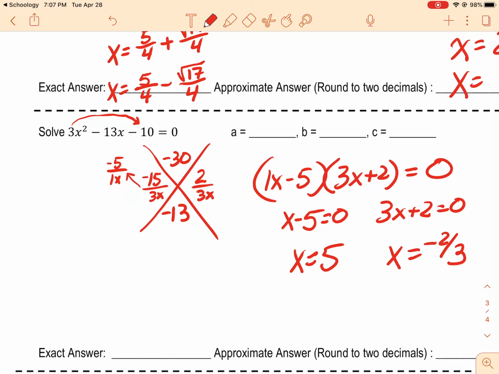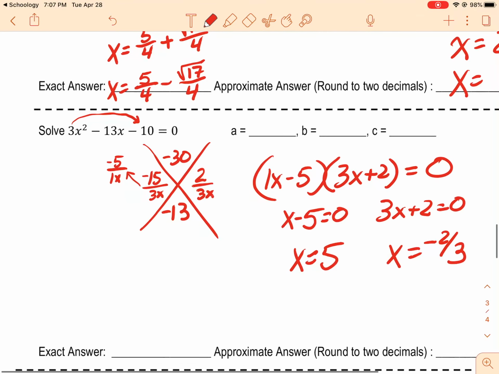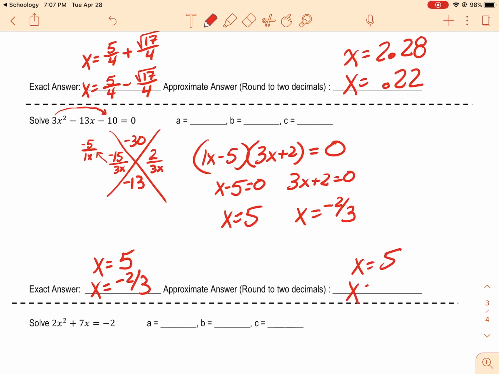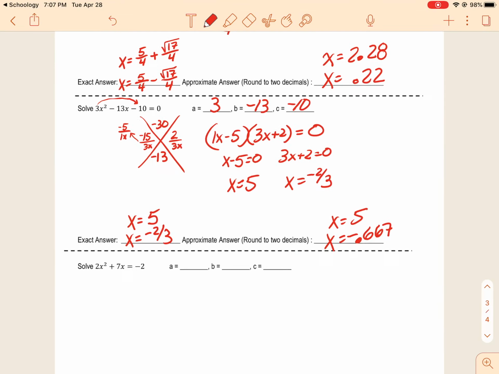If you didn't recognize that it was factorable and you did the quadratic formula, you're getting the exact same answers. So you would have got x equals 5, x equals negative 2/3, or the approximate would have been 5 and negative 0.667. We didn't fill in those a values in B and C. A would have been 3, B would have been negative 13, and C would have been negative 10.